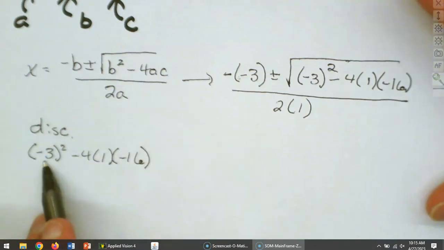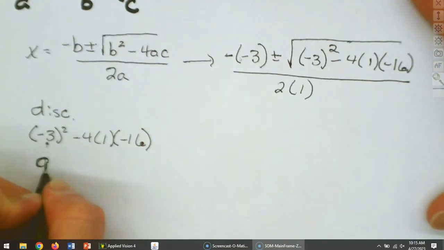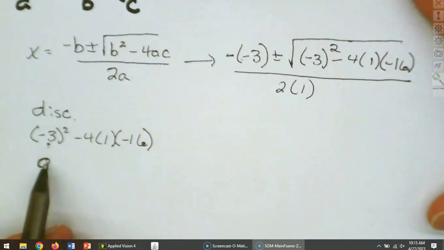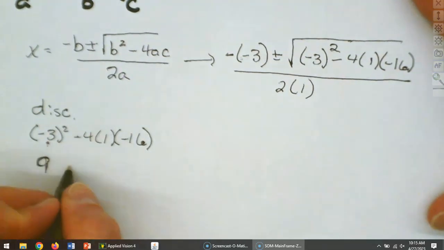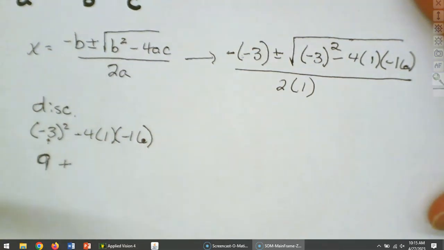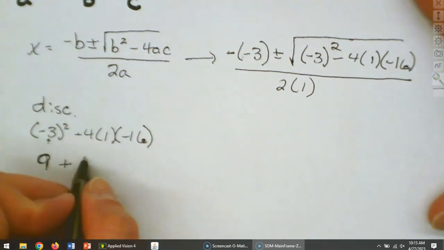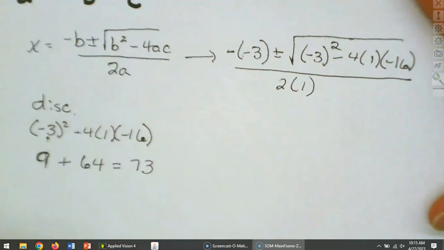When you square this negative 3, the negative is inside. So 3 squared is 9. So it's negative. So we square a negative, makes it positive. Double negative here makes that positive. And we've got 4 times that 16. It's going to be a positive 64. We add that to your 9, and we get a 73.